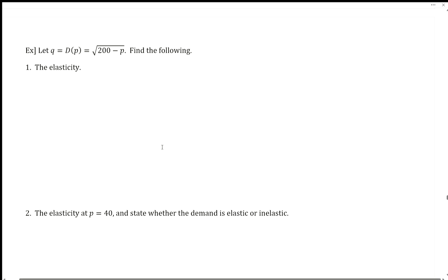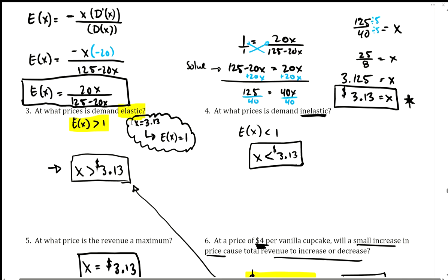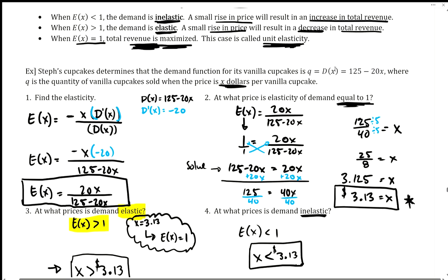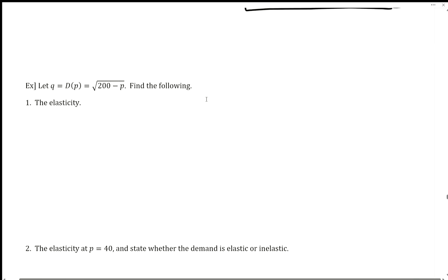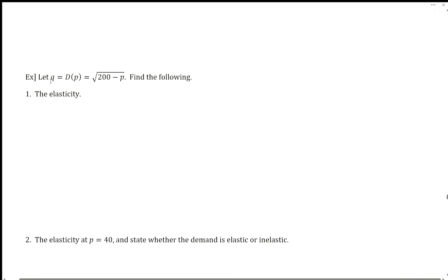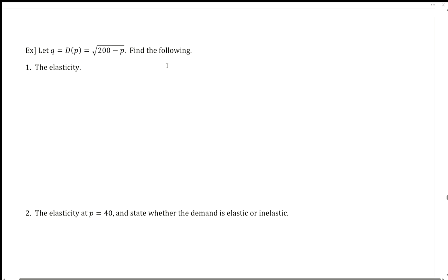Hi everyone, and welcome to another example of the elasticity of demand. All right, so here they just give us the function. Instead of a word problem, we don't really need a word problem on these problems anyway, because they'll just pretty much give us the function regardless. So we've got this function. Let q equal d of p equal the square root of 200 minus p.